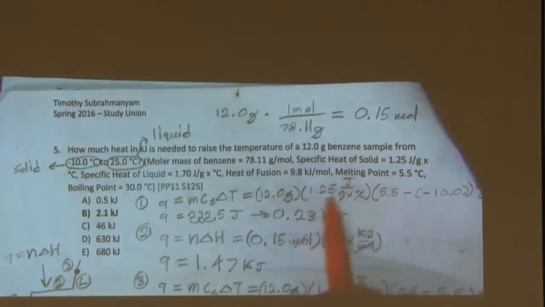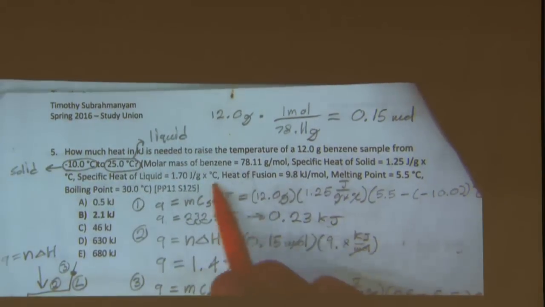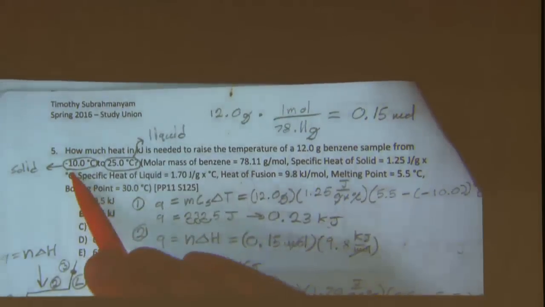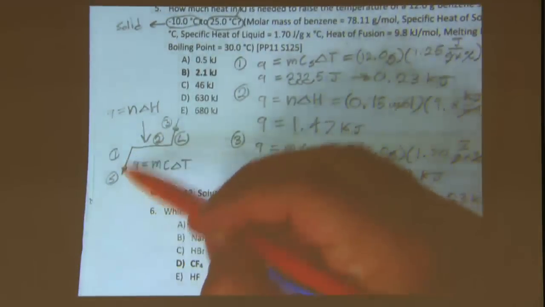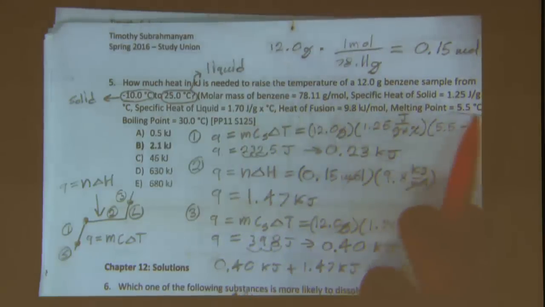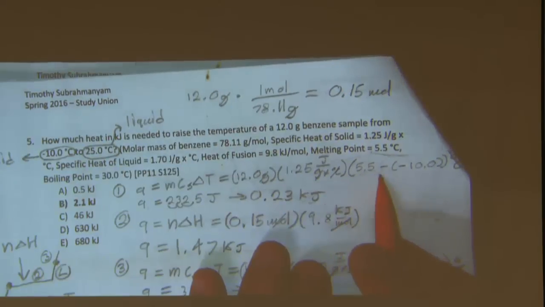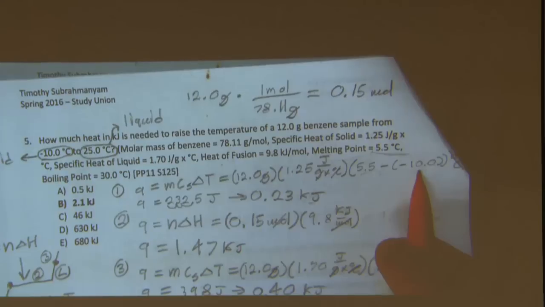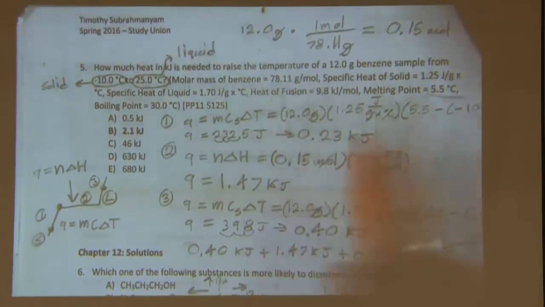Okay? So we plug that in, and then this is the really tricky part that a lot of people get messed up on. The change in temperature is not the change from the beginning to the end. That change in temperature is just the change for this initial step from negative 10 degrees Celsius up to the melting point, which is here 5.5 degrees Celsius. And so here 5.5, which is the final, minus negative 10 is going to give us our ΔT. And here when I plug all those in and convert it to kilojoules, this is what I get.